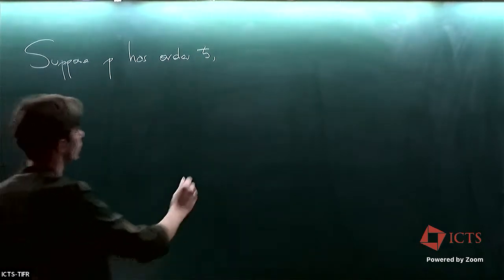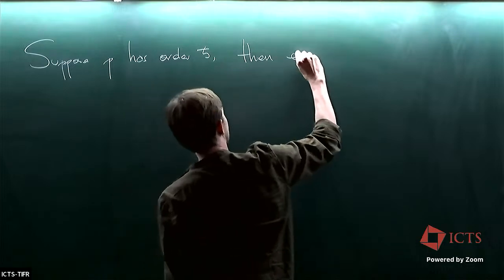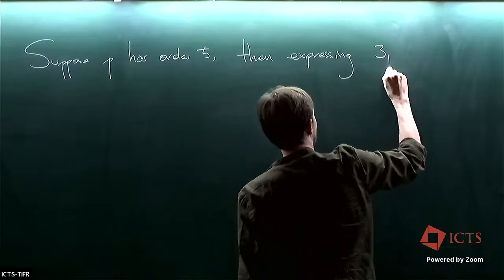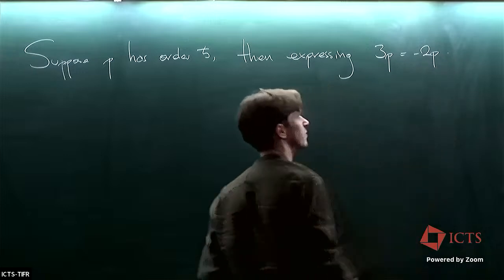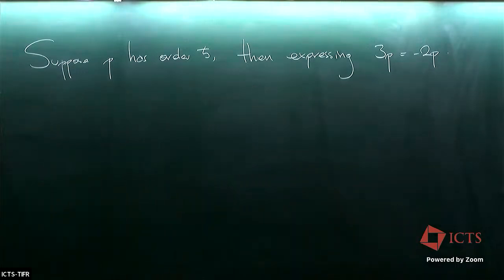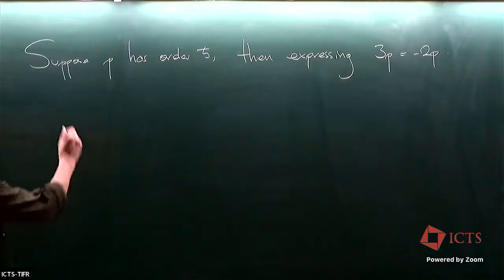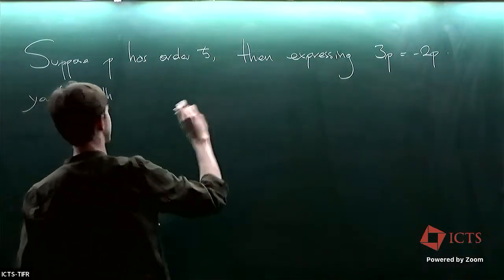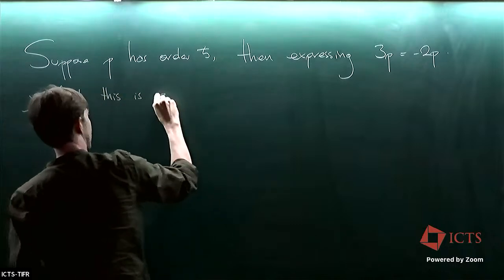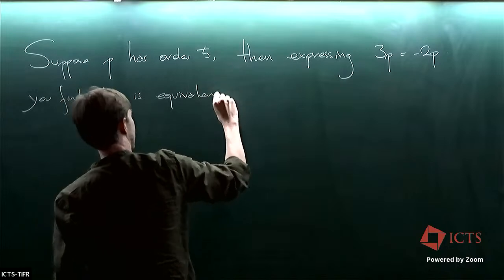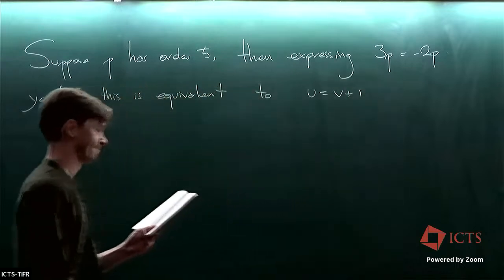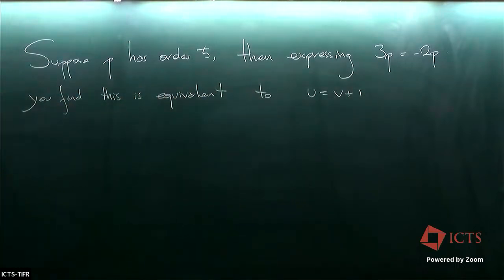What happens now? Well, we can now express algebraically, using the group law on this elliptic curve, the equality 3P equals minus 2P, which is the same as 5P equals 0, but the equations are a little bit nicer if you do it in this way. If you do that, you find that this equality is equivalent to the statement that u is the same as v plus 1. Try it. It's really a nice calculation.